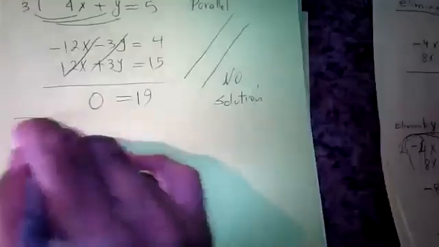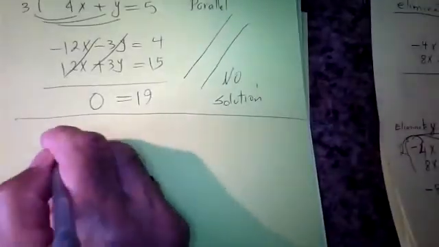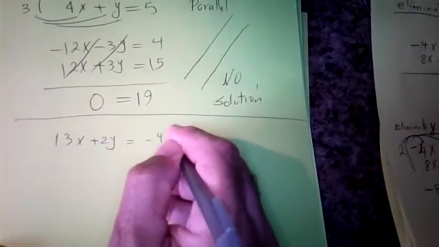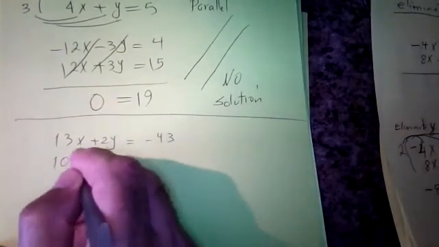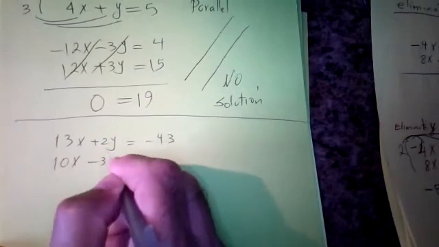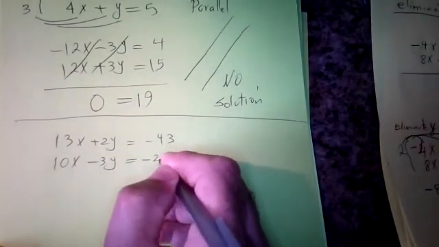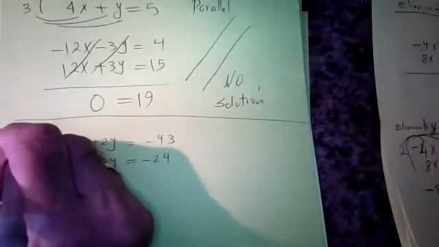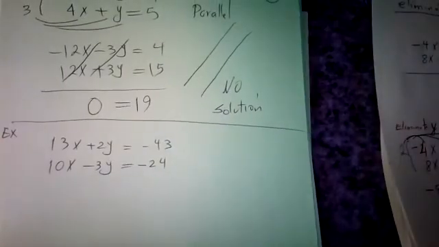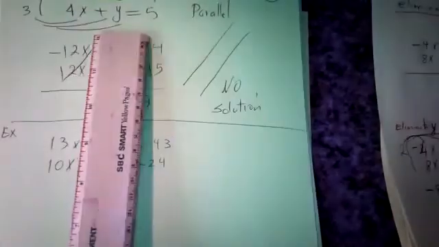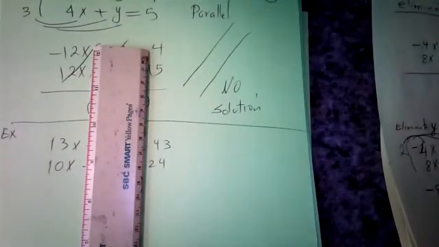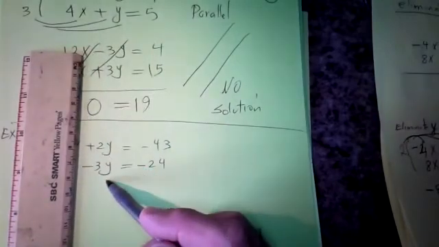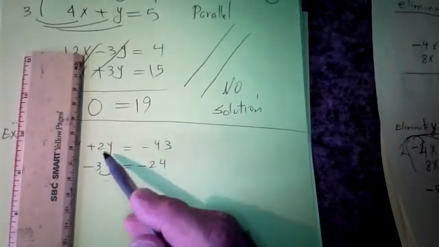And the last one is sometimes we have a problem like this, like 13x plus 2y equal minus 43, and 10x minus 3y equal minus 24. This is another one. In this case, it's kind of weird because if I have 13x and 10x, what should I multiply this by to make it 13? Or I have 2y and minus 3y, what should I multiply this by to make them equal?